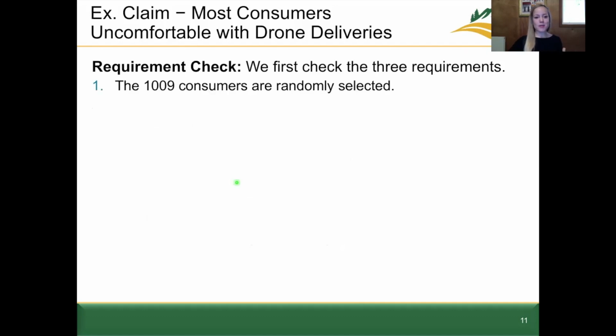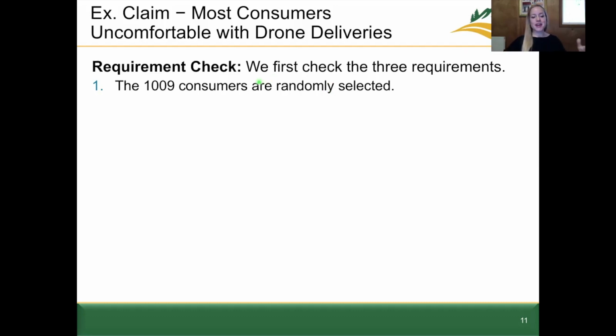So to check these requirements, number 1, 1,009 consumers are randomly selected. One way these 1,009 consumers would not be randomly selected is, for example, if we were waiting outside of a drone convention and then we asked some of those people exiting the convention.